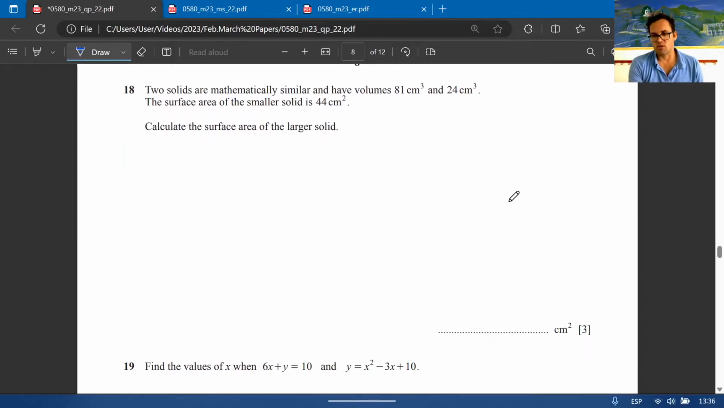Question 18. Two solids are mathematically similar and have volumes of that and that. Okay.